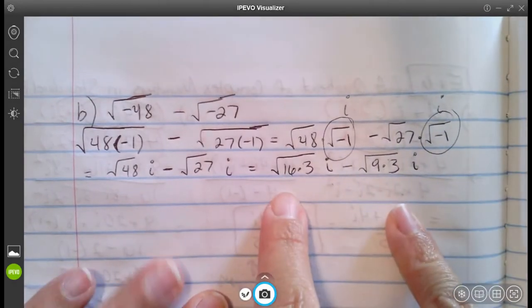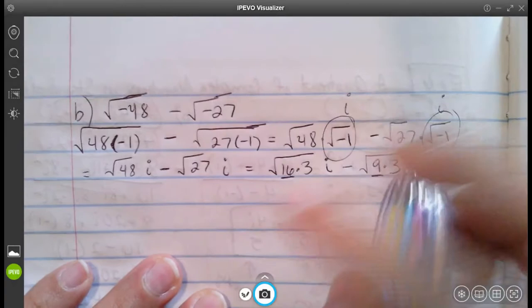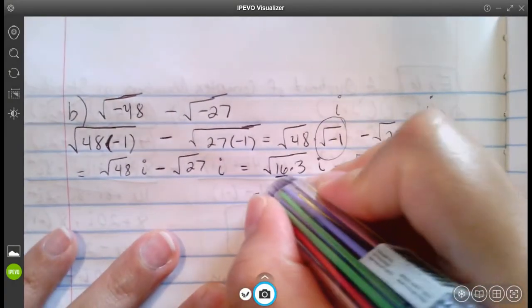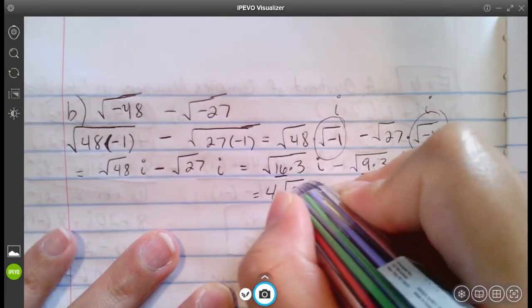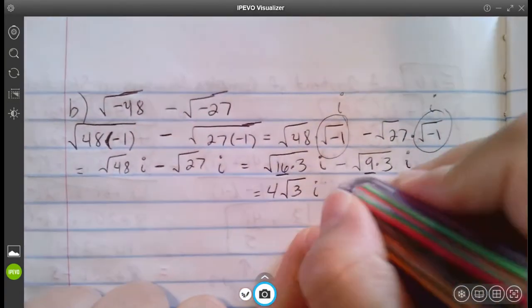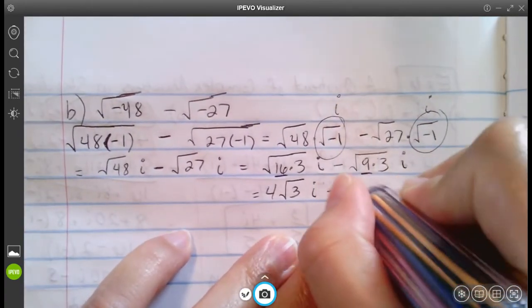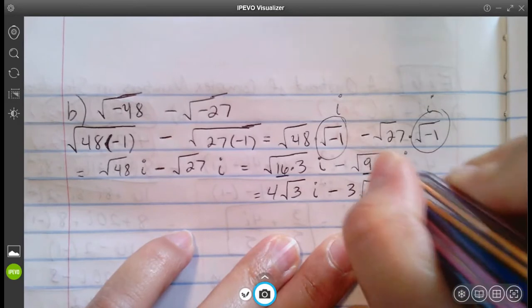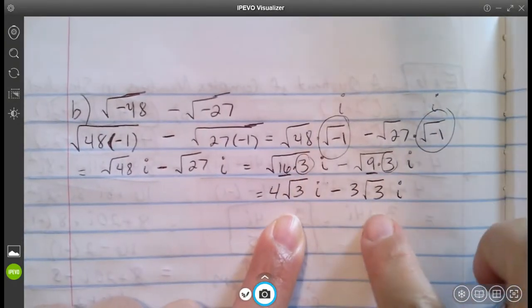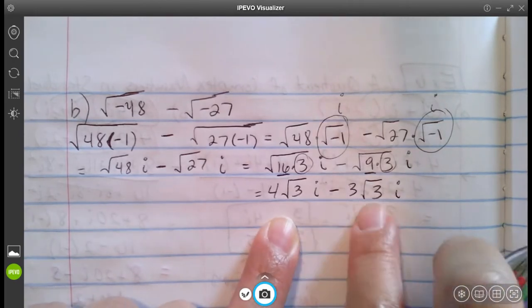And the way it works is you take that perfect square, so 16 and 9, and you pull out the root of that. So the square root of 16 is 4, so that goes out here. Okay, so now we have 4 square root of 3i minus the square root of 9, which is 3, so 3 square root of 3i. Whatever we had left in here stays on the inside. Okay, that's what I'm doing here. It's kind of a super quick lesson on that.